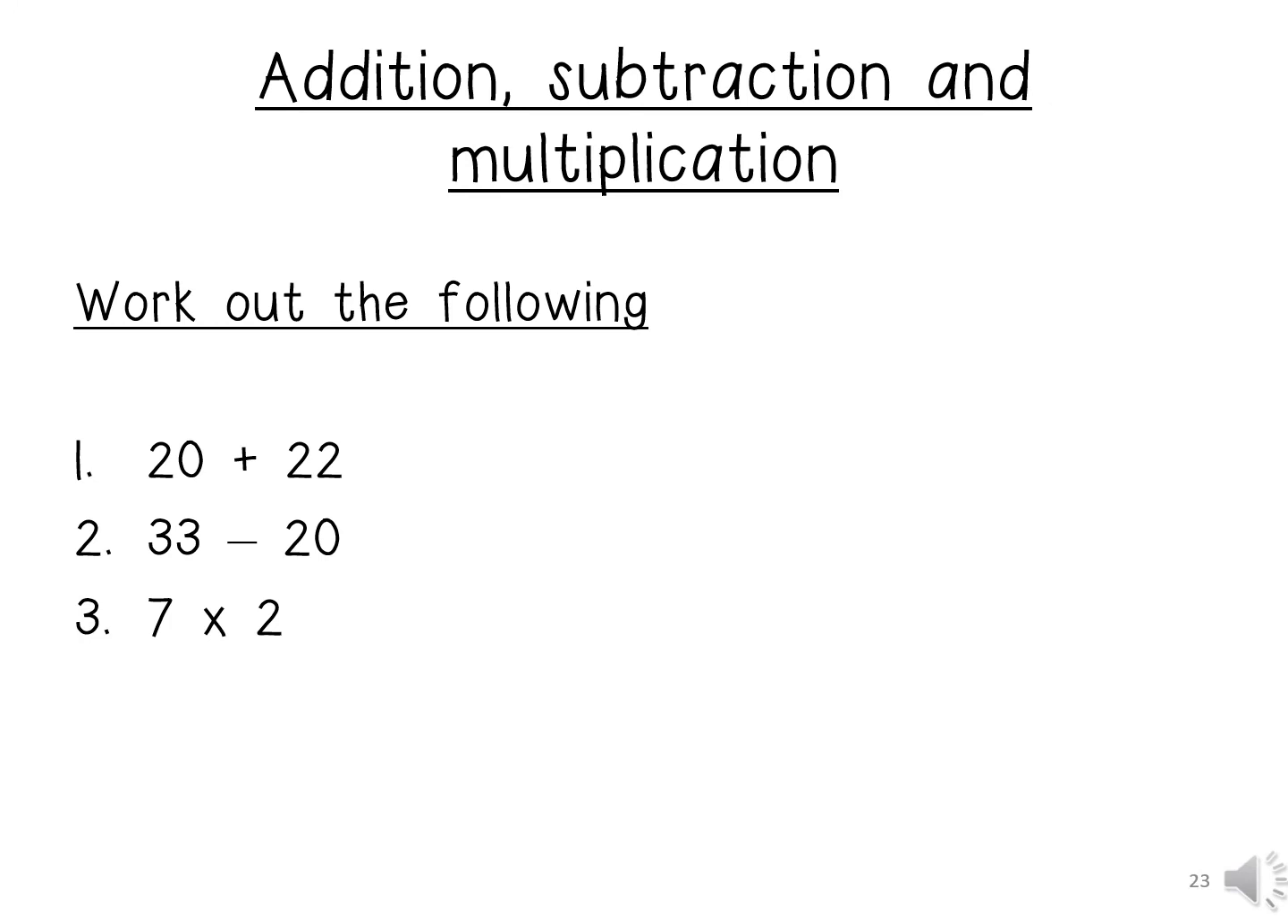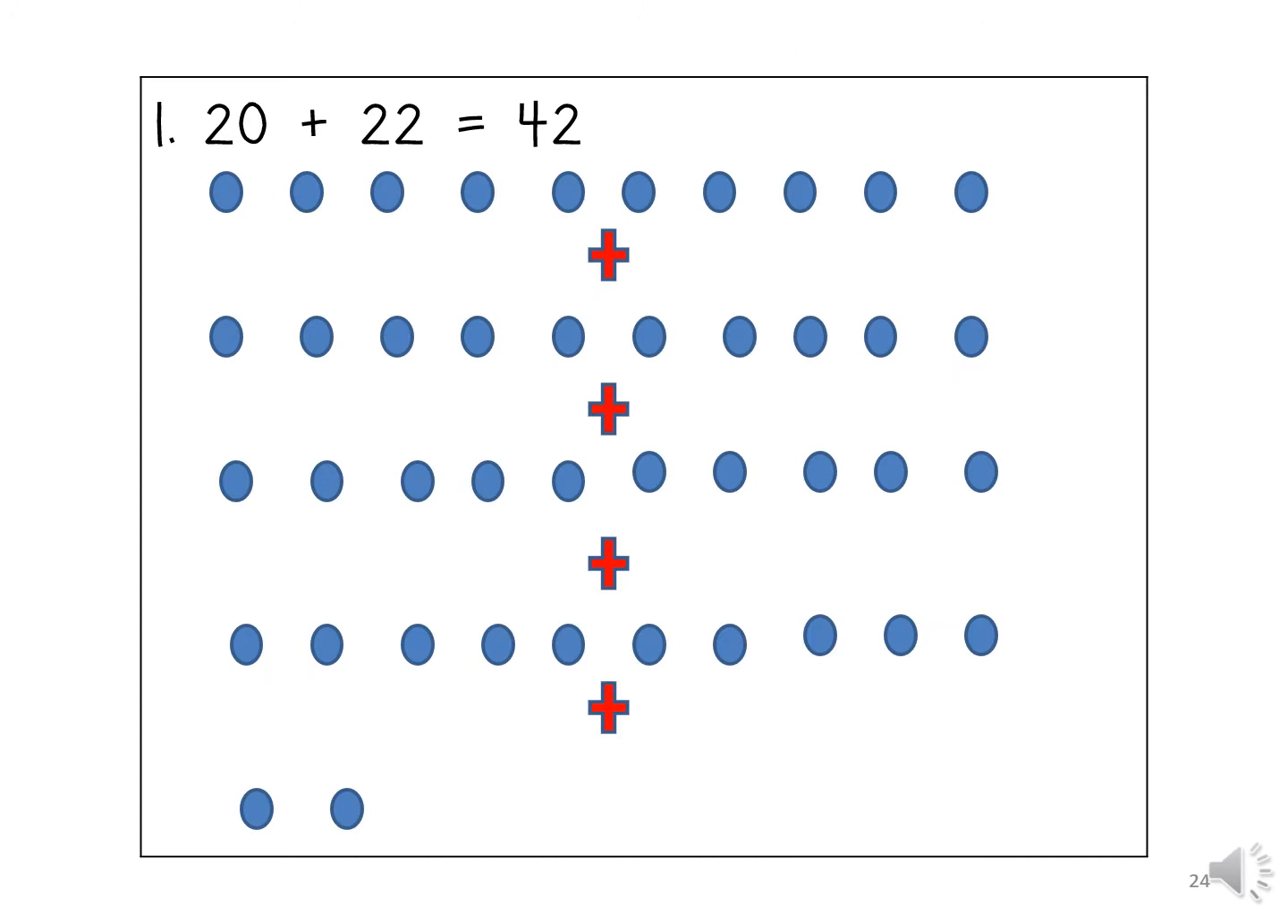Now we will be doing addition, subtraction, and multiplication. It says work out the following. Number 1, 20 plus 22. Number 2, 33 minus 20. And number 3, 7 times 2. So boys and girls, as you can see, I have done my workings here for number 1.